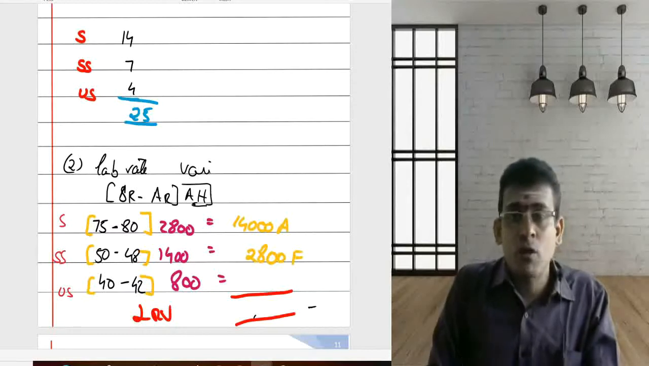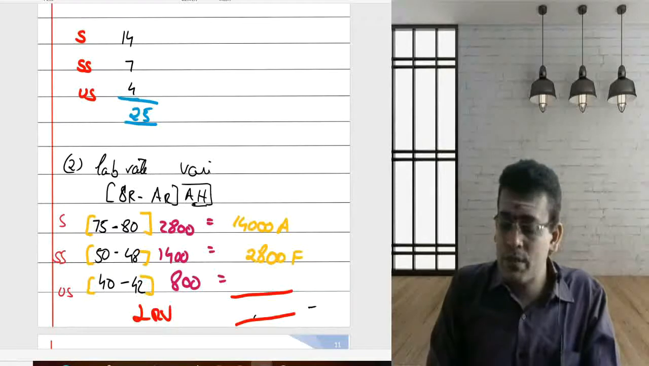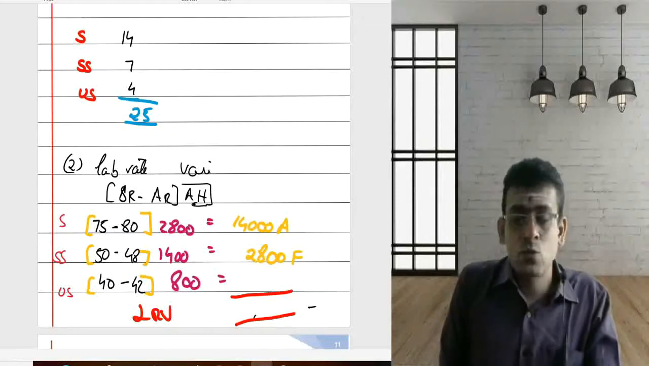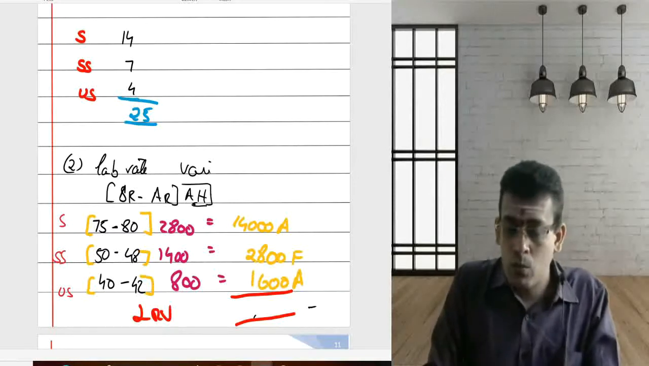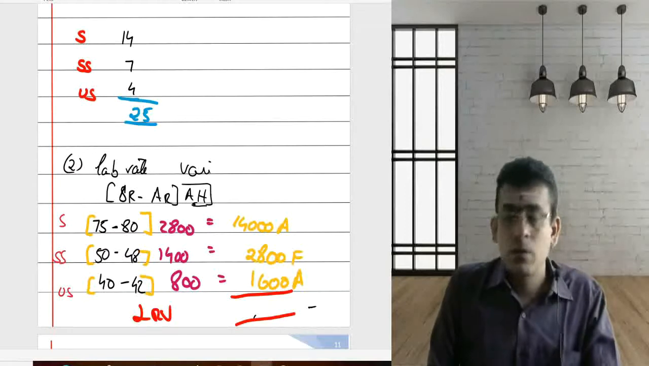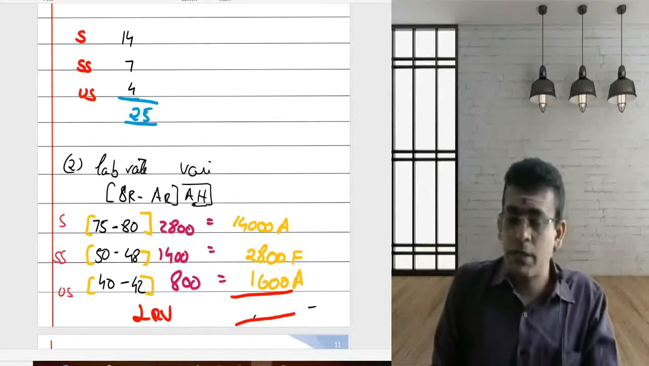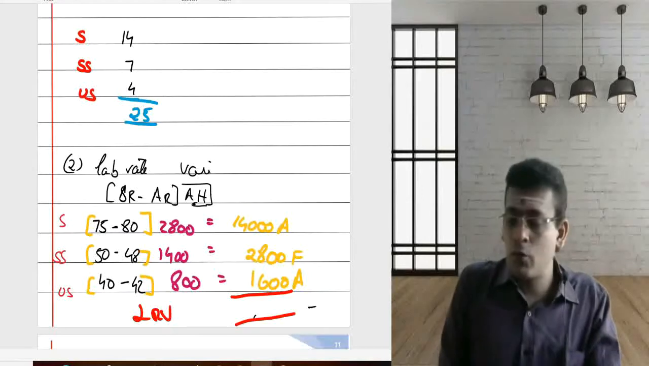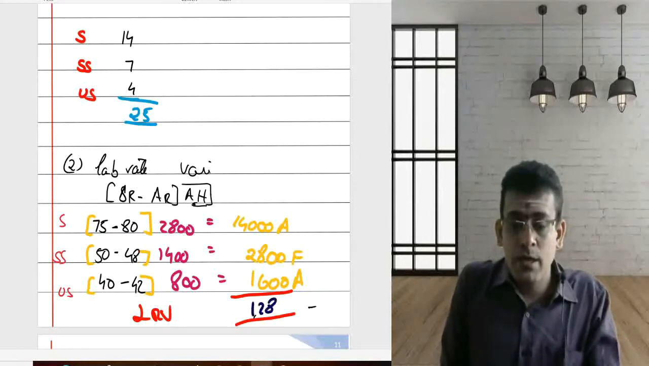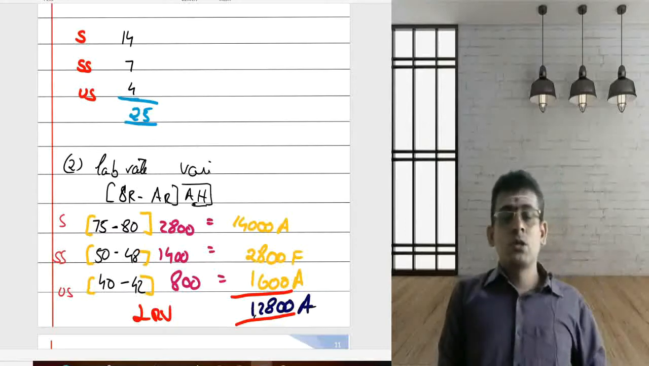Then I should spend 40 rupees, but I had spent 2 rupees more. I get 2 rupees adverse into 800. That is going to give you 1,600 adverse. Now let us do the total. 14,000 negative plus 1,600 negative plus 2,800 positive is going to give you 12,800 as your labor rate variance, which is adverse.